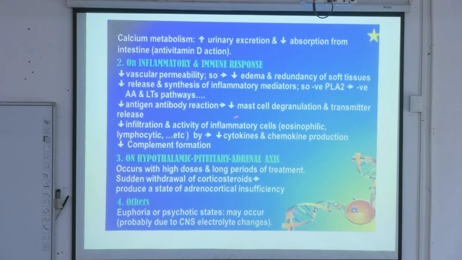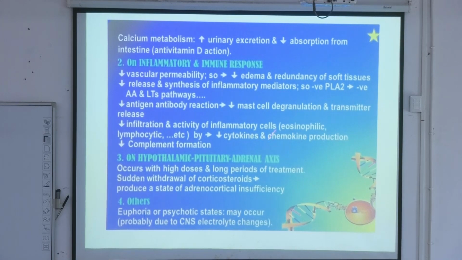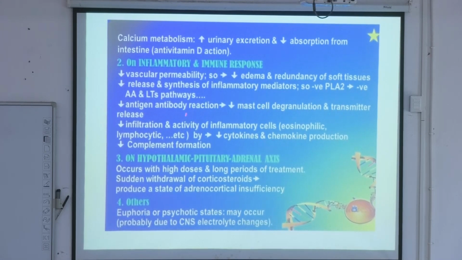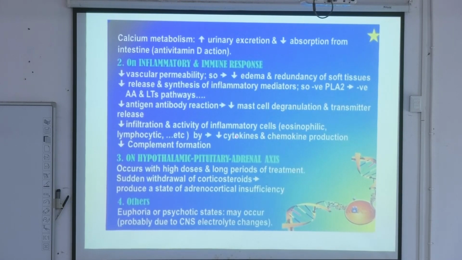Glucocorticoids also reduce antigen-antibody reaction, and thus mast cell degranulation and transmitter release is reduced. They also reduce infiltration and activity of inflammatory cells like eosinophils and lymphocytes. At the site of inflammation, glucocorticoids reduce their infiltration and further activity, and thus reduce the secretion of cytokines and chemokines by these inflammatory cells. And they also reduce complement formation. These points you have to write when you are asked to explain how they act as anti-inflammatory and immunosuppressive agents. Okay?